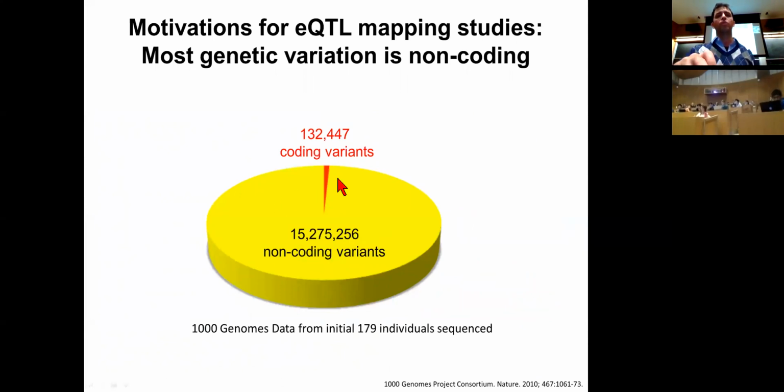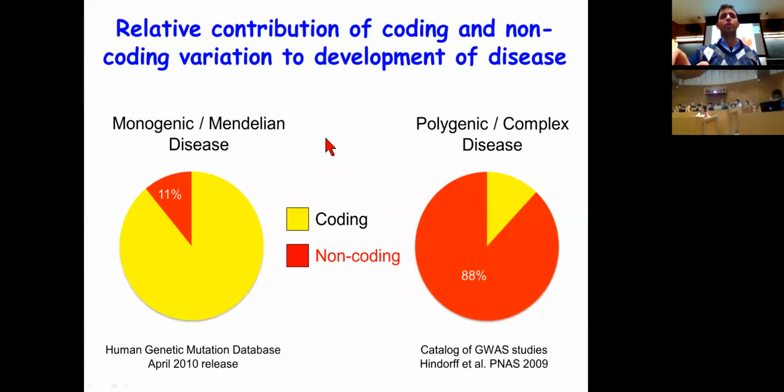There are 15 million non-coding variants from the 1,000 genome data, only 100,000 coding variants. And then the third part is basically asking, what about disease-associated variants? If you look at monogenic and Mendelian disorders, you basically find that almost 90% of them are in fact coding variants. These are the strong effect variants. But these, again, are tiny in comparison to the huge number of genetic associations that have been found for complex traits. And now nearly 90% of those are, in fact, in non-coding regions.